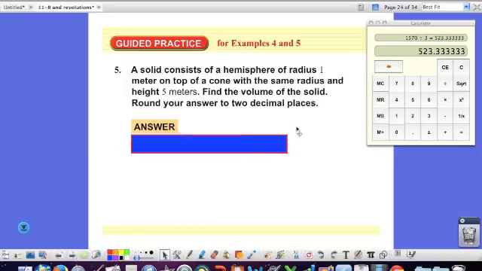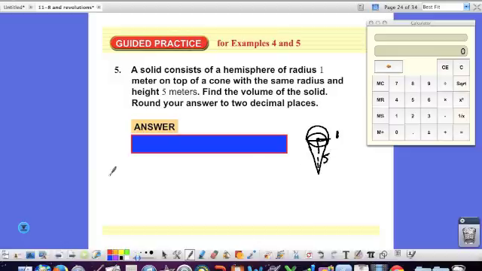A solid consists of a hemisphere of a radius of 1 meter on top of a cone with the same radius and height. So I want to try and picture this. I have a cone. It's my cone. And I have a hemisphere that sits on top of it. Ooh, it kind of looks like ice cream. So this has a radius of 1. It's going to be easy because 1 times 1 times 1 is still 1. With a cone with the same radius and height of 5 meters.